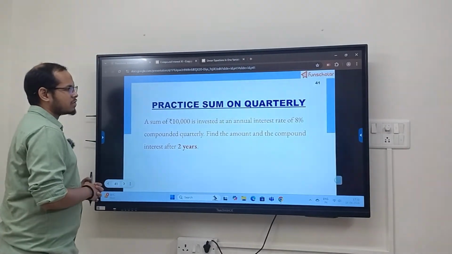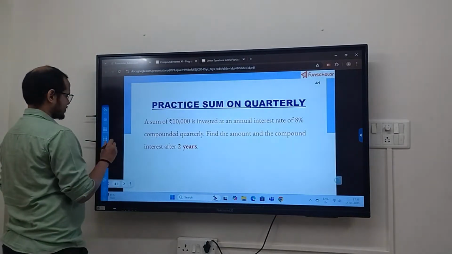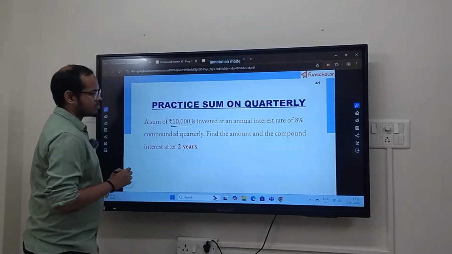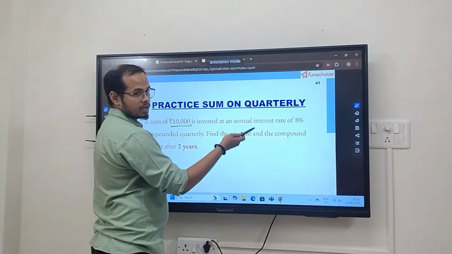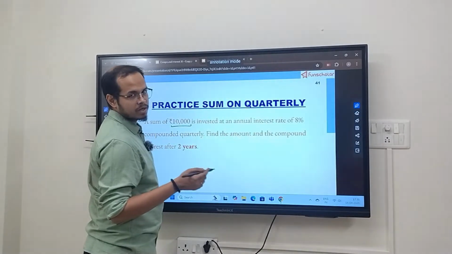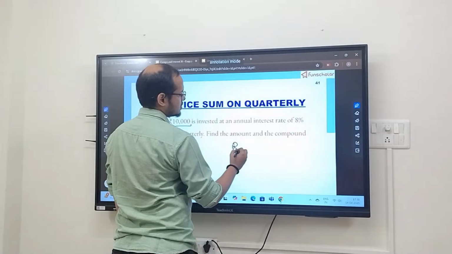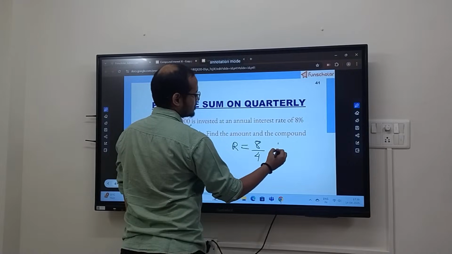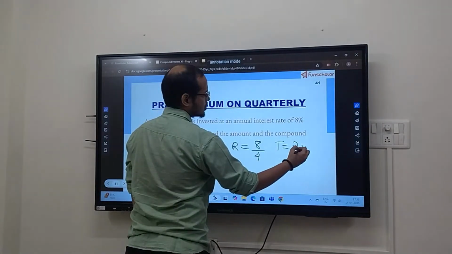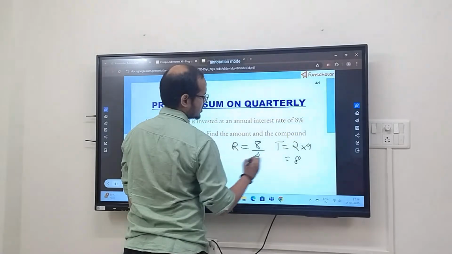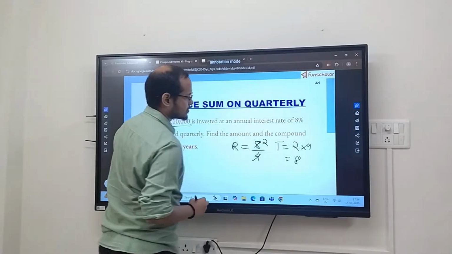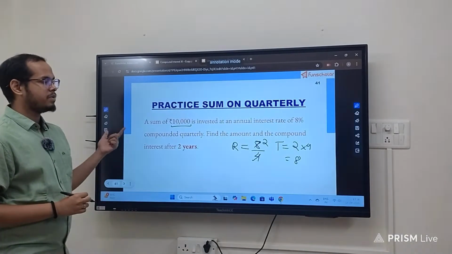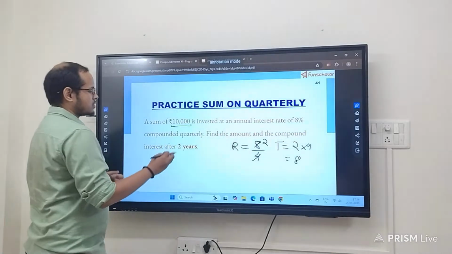Let's solve this. Okay, so this is the particular principal that was given, invested at the rate of 8%. So I've already told you what is going to happen, divided by 4. So rate is equal to whatever rate is given divided by 4, time, whatever time is given, into 4. So time is going to be 8, rate is going to be 2. Okay, so you can imagine in this particular sum the power will be increased to 8.